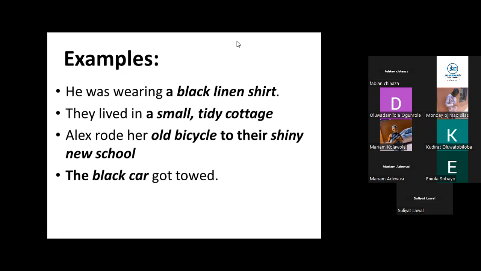So the first example was giving us a noun phrase as an object of a verb, and the head word in that noun phrase is shirt. The second one is also coming in as the object of a preposition. The preposition is in, and what comes after it is the object of that preposition. So a noun phrase can function as the subject of a verb, it can function as the object of a verb, and it can also function as the object of a preposition. All of these we have given as examples in this part.